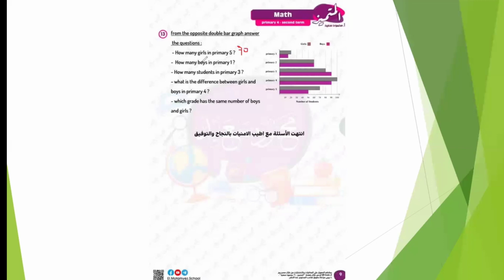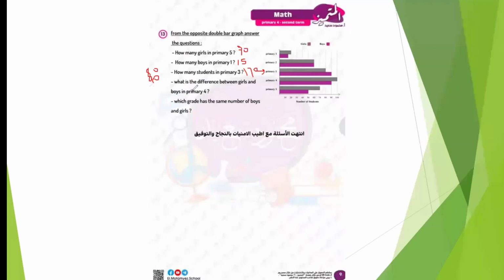Next, how many boys in primary 1? This is primary 1. To know the number of boys, we have to look to the purple bar. It's here. If we go down, it's between 10 and 20. It's in the middle. So it's 15. Next, how many students in primary 3? How many students means boys and girls. The number of girls, 80. The number of boys, 90. Let's add 90 plus 80 equals 170.